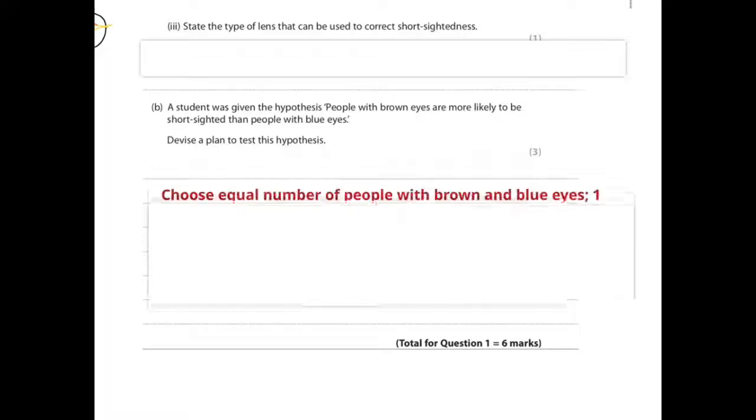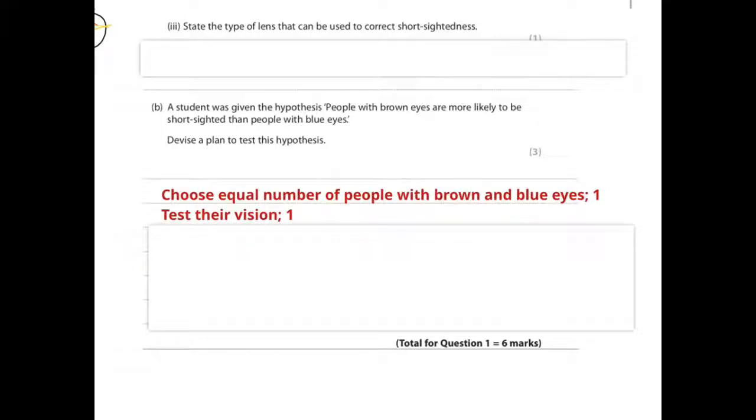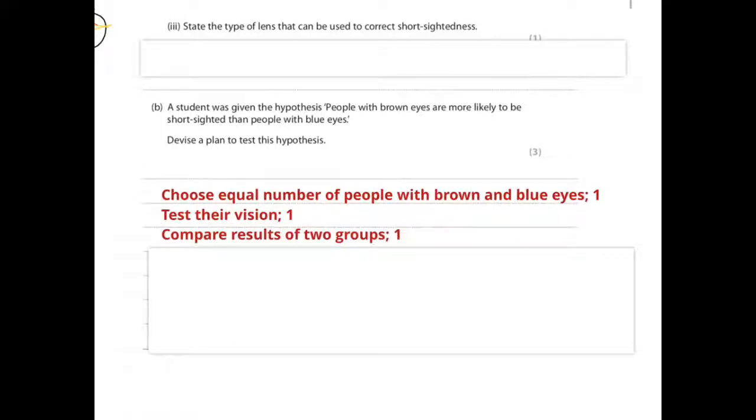So let's see. Firstly, choose an equal number of people with brown and blue eyes. It's important that you have the same number, otherwise it's not a fair test. I would also include that they should probably be the same age and not have any sort of health conditions. You also want to make sure they're matched in other ways, although you don't get marks for that. Maybe that's more A-level. Test their vision, so use some sort of eye test, and compare the results of the 2 groups. So you must compare to find out.